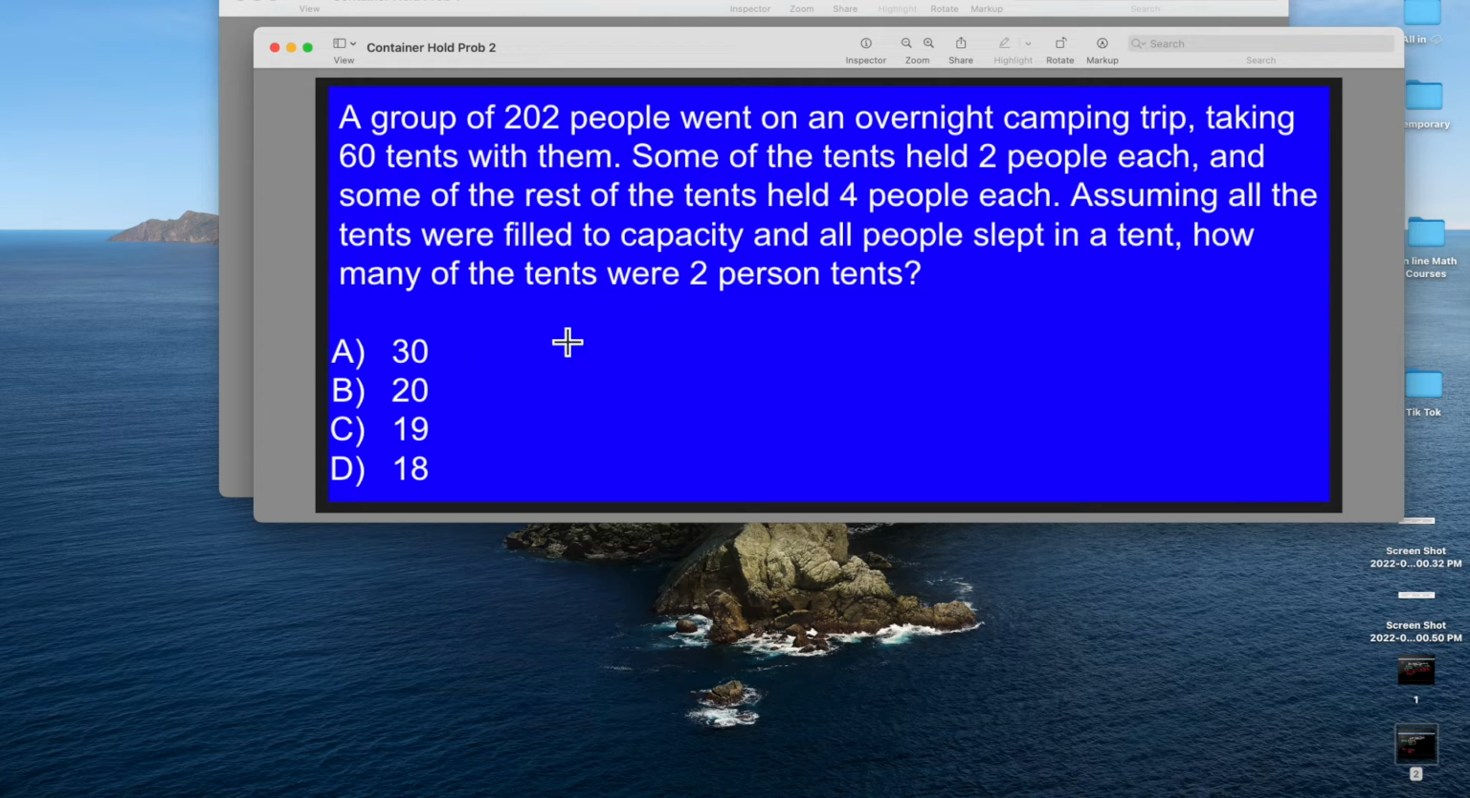How many? Whatever follows those words, how many, how much, that is what you set X equal to. So we're going to set X equal to the number of 2-person tents. We have a total of 60 tents. Therefore, how do we express the number of 4-person tents? It's going to be 60 minus X.